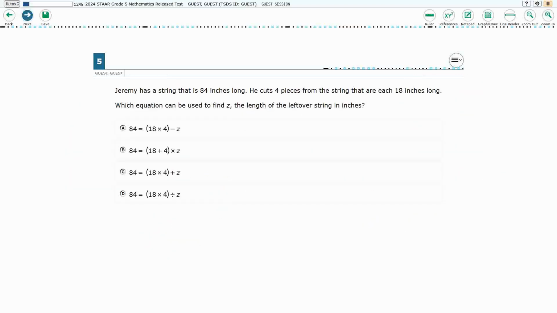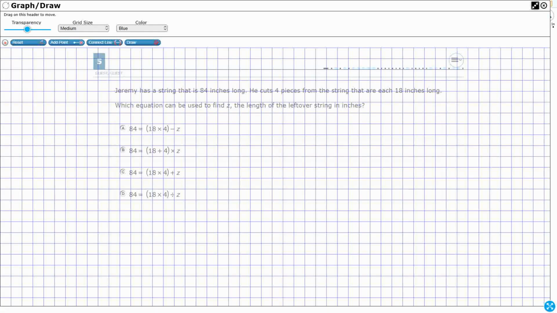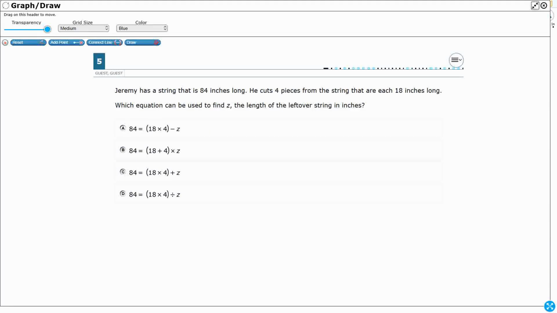So next, we are representing equations for multi-step operations. This is 5.4b. And what we have is we've got Jeremy. Jeremy's got a string, 84 inches long. He cuts 4 pieces from the string that are each 18 inches long.